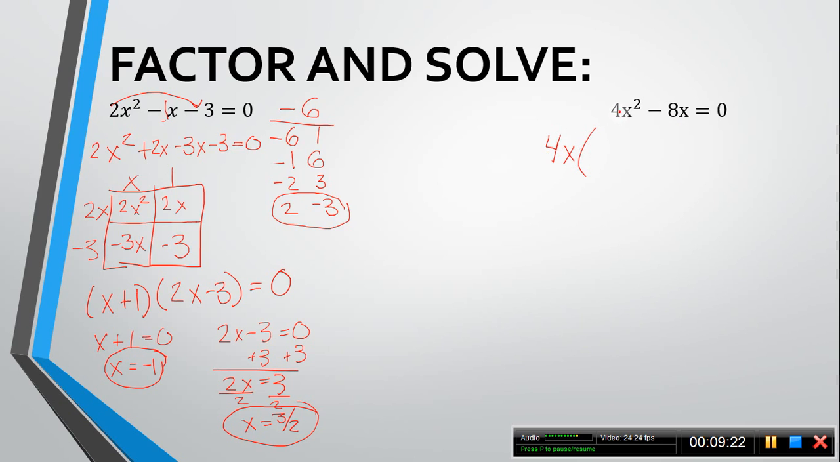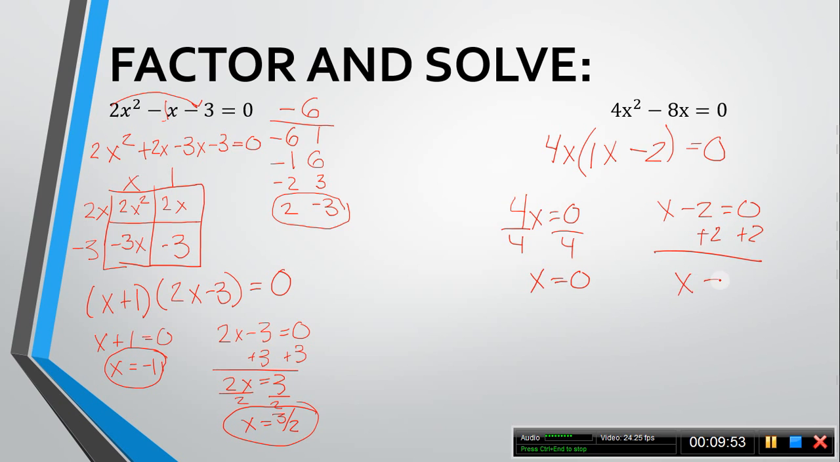So 4 divided by 4 gives me a 1. X squared divided by x gives me x. 8 divided by 4 is 2. And x divided by x is 1. This still equals 0. So I get 4x equals 0. And x minus 2 equals 0. So if I divide by 4, I get x equals 0. Add 2 on both sides, I get x equals 2.